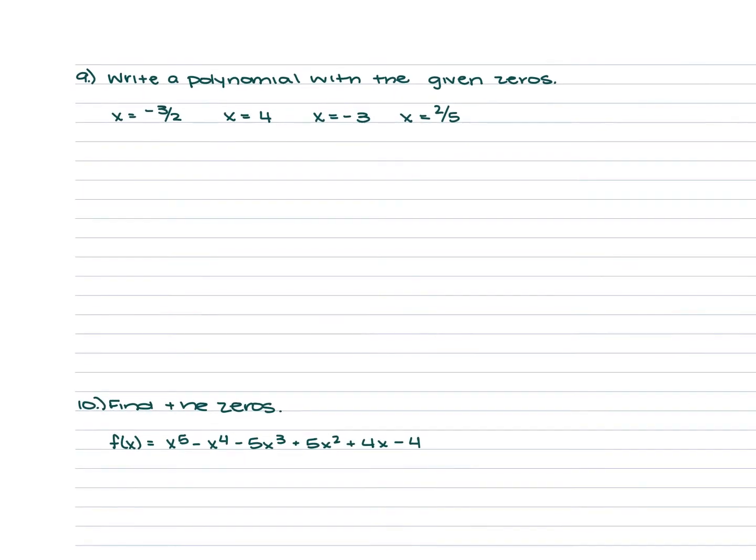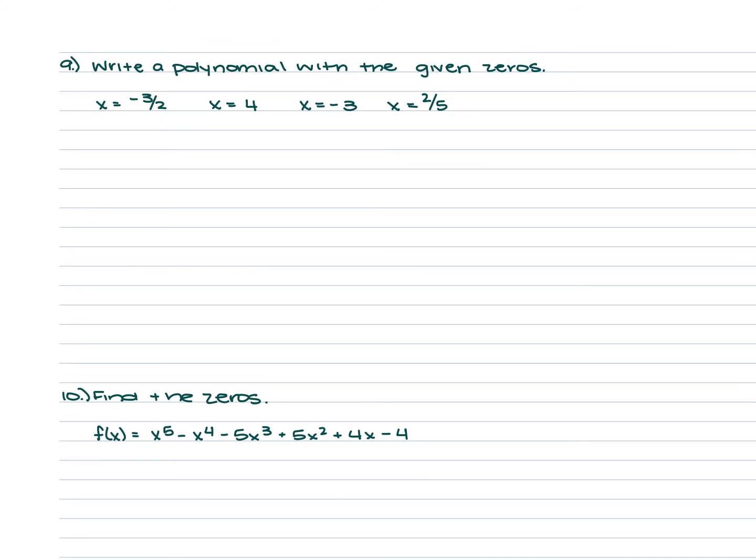So the questions that are added on to this, for number 9, you're writing the polynomial with the given zeros of x is equal to negative 3 halves, x is equal to 4, x is equal to negative 3, and x is equal to 2/5. For this, you have to get everything on the same side as x, so do your inverse operations. If you have fractions, undo the fraction by multiplying the denominator on each side. Then move over the numerator. So set them all equal to 0, then multiply everything out.